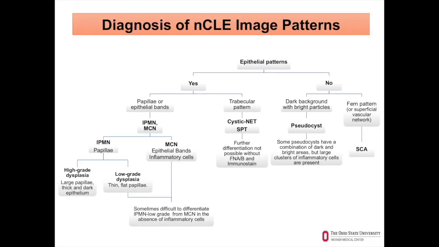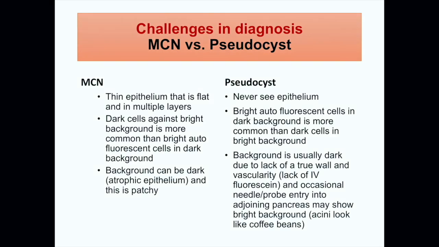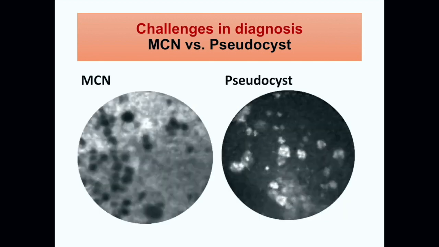Since we are evaluating these lesions, or the endomicroscopy of these lesions, without background clinical features, it sometimes is difficult to differentiate a mucinous cystic neoplasm from a pseudocyst. The key difference is that in mucinous cystic neoplasms, you will see thin epithelium, which is the hallmark. You also get to see these dark areas and clumps of inflammatory cells. Now, pseudocysts never reveal an epithelium, and most of the cyst is either dark with some autofluorescent inflammatory cells.